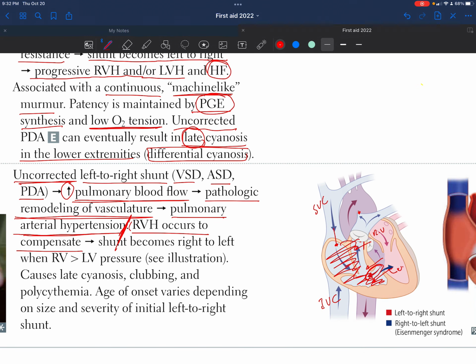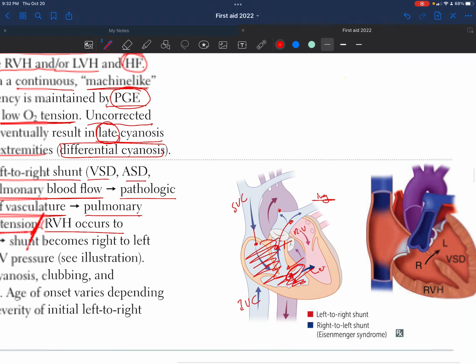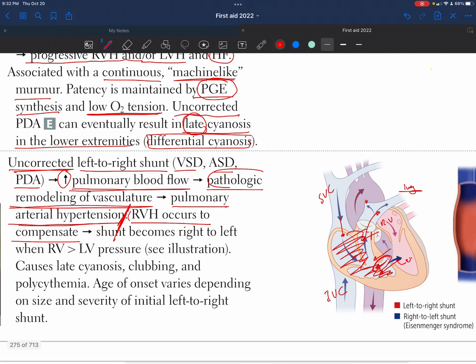So that would increase the pulmonary blood flow. That would increase the amount of blood that is going to the lungs, which is called the pulmonary blood flow. And it would also lead to pathologic remodeling of vasculature. So that will end up as pulmonary arterial hypertension.